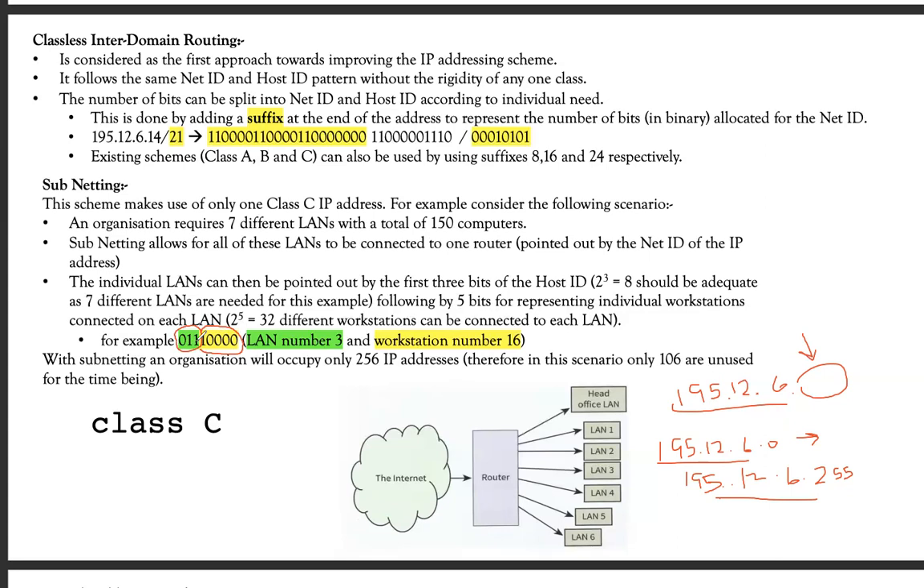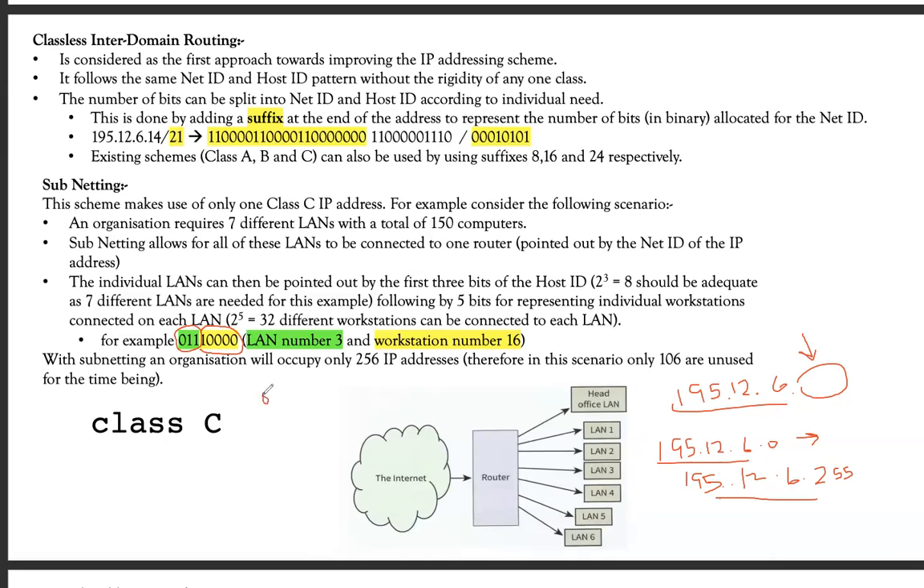So for example, this host ID you can see here is actually showing LAN number 3. How? If you just look at this, this is 011, which is decimal 3. So I've got LAN number 3 here, and this is workstation number 16 on LAN number 3. So this is how, using subnetting, we are capable of identifying individual networks as well as individual computers on this network just by occupying one net ID only.